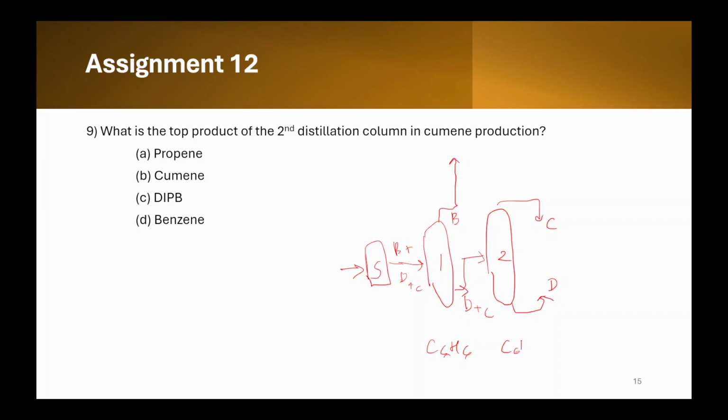So C6H5, and this is C, again H only, CH3 and CH3. So C6H5, C6H6, C6H12. So C9H12 basically.